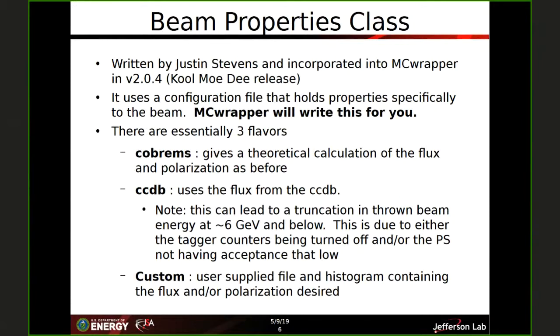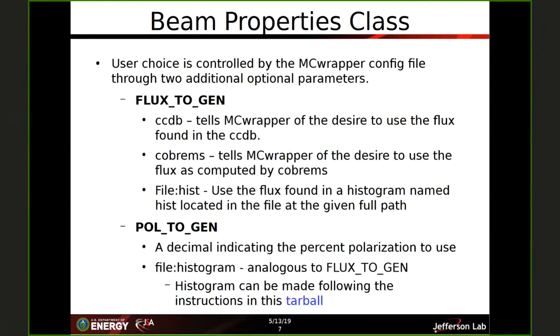Justin has a note on his documentation page on the wiki, and he makes a comment about these stuff below this not being available by default. You can also supply a custom file and histogram to say if the flux looked like this, and it will utilize that as well. This includes polarization. The user choice for this is controlled in the MC-wrapper config file, which we'll deal with in just a little bit. Basically, there are 2 additional optional parameters.